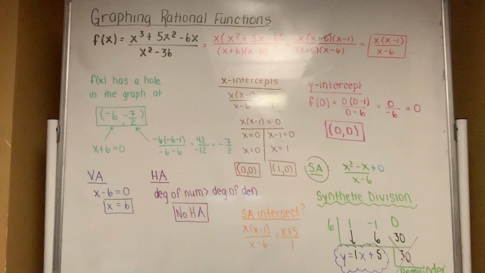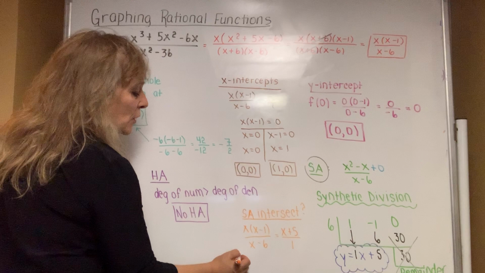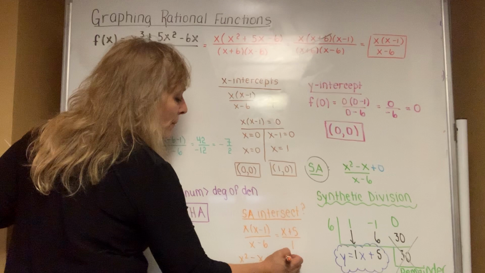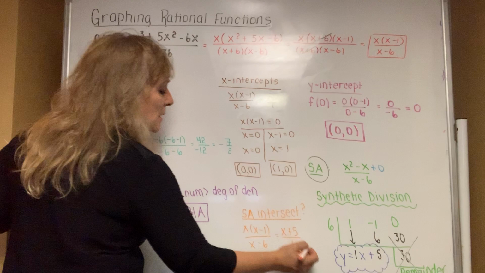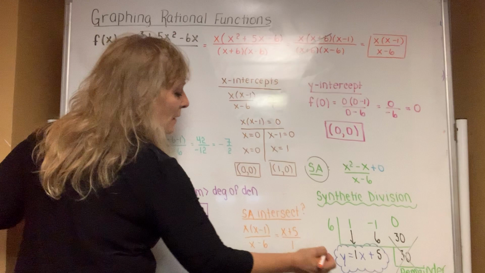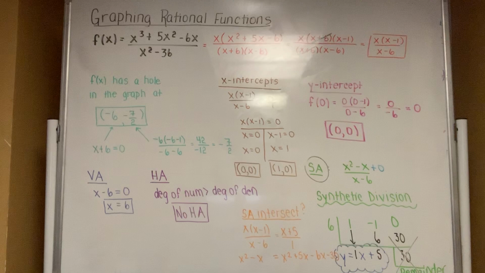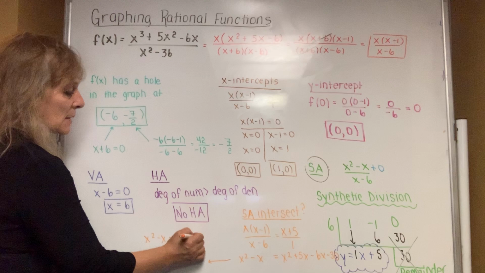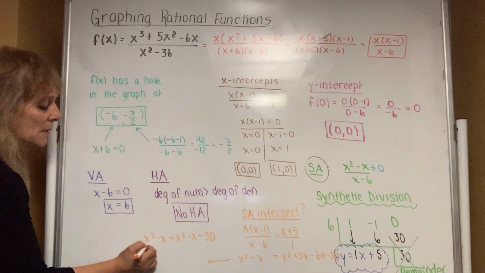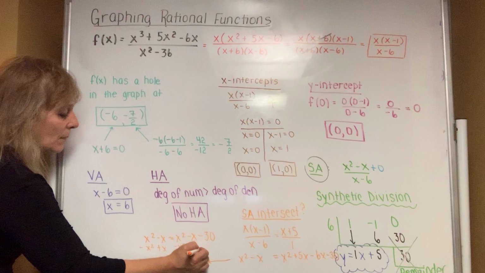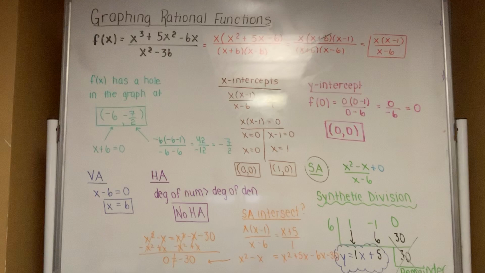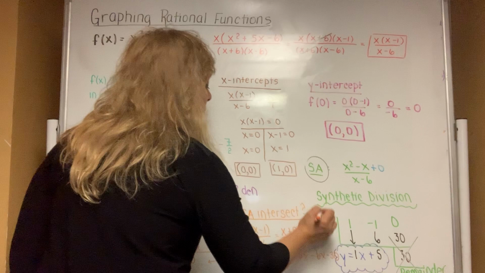So 1 times the top expression just multiplies out to x squared minus x. But on the bottom one, you have to do double distributive. x times x is x squared. x times 5 is 5x. Negative 6 times x is negative 6x. And finally, negative 6 times 5 is negative 30. When you combine like terms on the right-hand side, you get x squared minus x equals x squared minus x minus 30. When you subtract x squared from both sides and add x to both sides, you will notice that you end up with 0 equals negative 30, which makes absolutely no sense. And therefore, no, it does not intersect the slant asymptote.